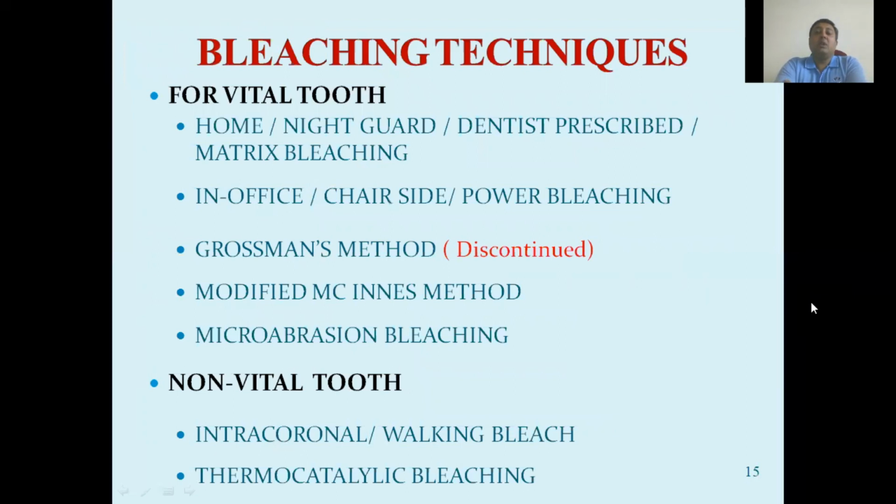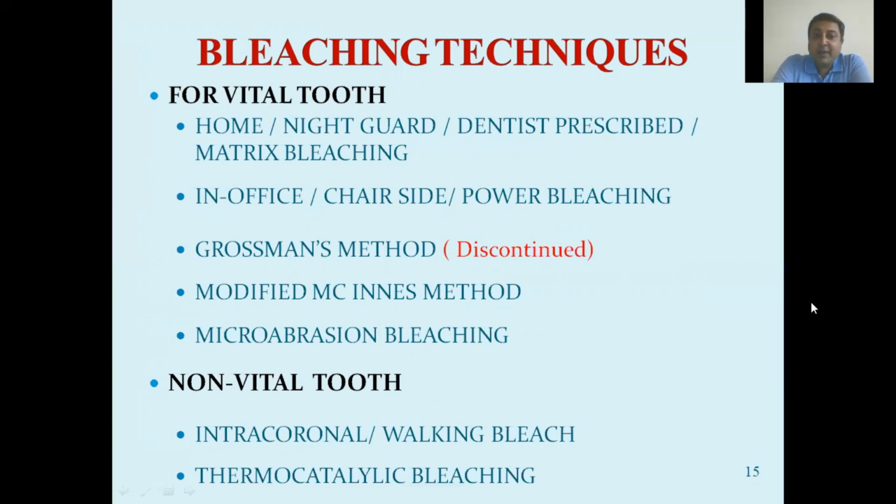Next, what are the bleaching techniques we do in clinics? These are divided into two subheadings: for a vital tooth and for a non-vital tooth. For a vital tooth, we have home bleaching, commonly known as night guard bleaching, also known as dentist prescribed bleaching, or matrix bleaching. Next bleaching technique for a vital tooth is in-office bleaching, which is also known as chairside bleaching or power bleaching.